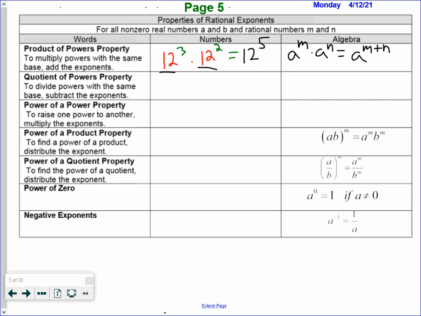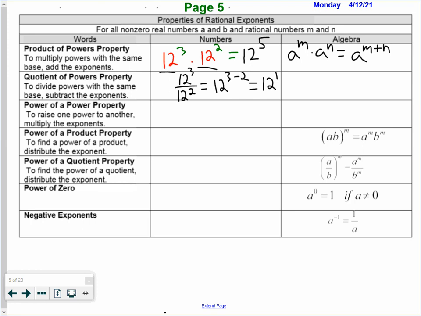For the quotient of powers property, what that says is pretty much the opposite of the product of powers property. So if we're dividing two powers with the same base, we subtract the exponents. So if we have 12 to the third divided by 12 squared, the base of 12 is the same for the top and the bottom. So when we're trying to reduce this, we can rewrite it as 12 to the 3 minus 2, or just 12 to the first power, which is just 12.